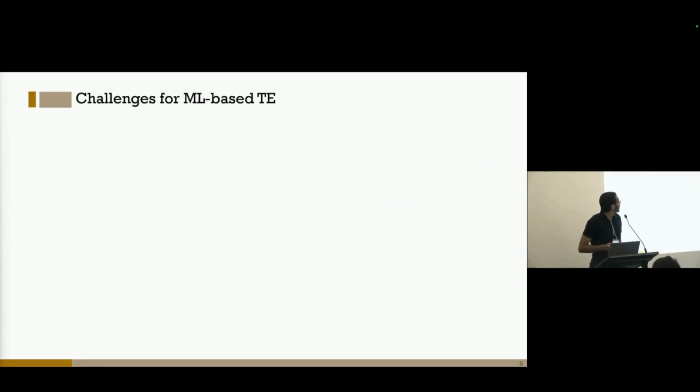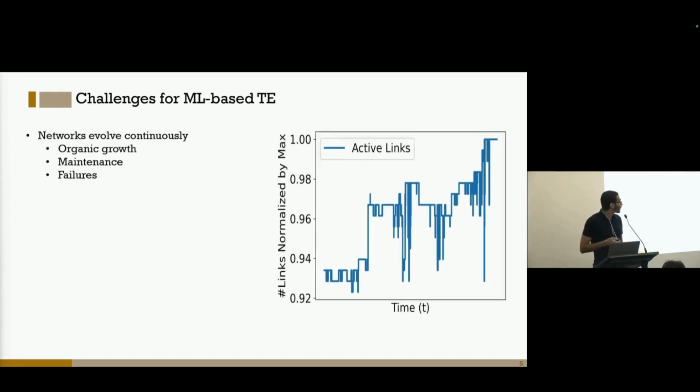However, there are some challenges that neural models need to address. For instance, networks evolve continuously for multiple reasons, including organic growth, unplanned failures, and planned maintenance. The figure on the right illustrates the variation in the number of links over a 4-week period from a private, real cloud WAN. This figure shows that link additions and failures happen frequently.